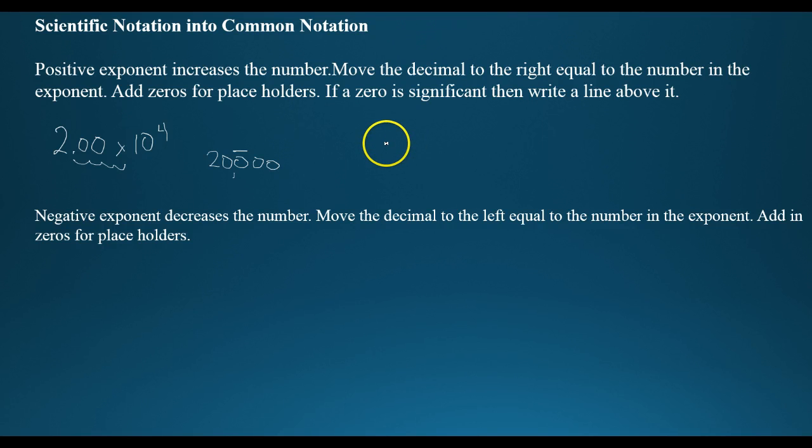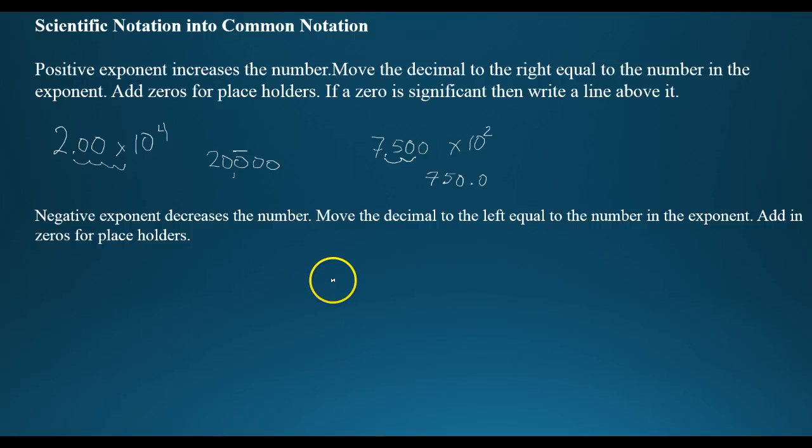Okay, let's do that again, and let's say that we have 7.500 times 10 to the second. Again, you have a positive exponent, so we're going to make this number bigger by moving the decimal 2 spaces to the right. Put that decimal in, and we have 750.0. So we have 4 significant figures.